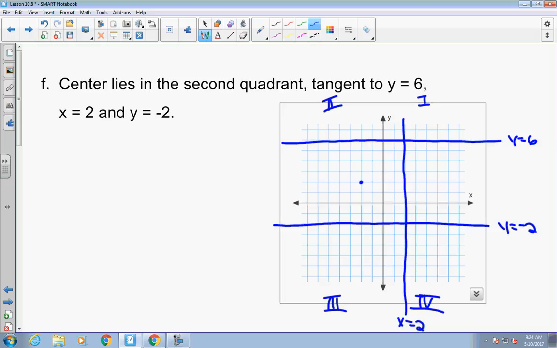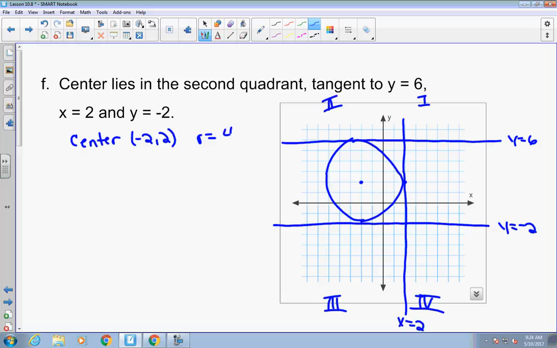Since it's tangent, it's going to look something like this. Something like that. That's terrible. I'm a terrible artist. All right. So I want the equation for this circle. So my center is at, what's my center at? Negative 2, here's the origin, 1, 2, and then up 2. So it's at negative 2, positive 2, and what's my radius?